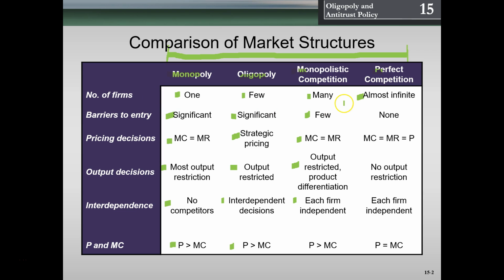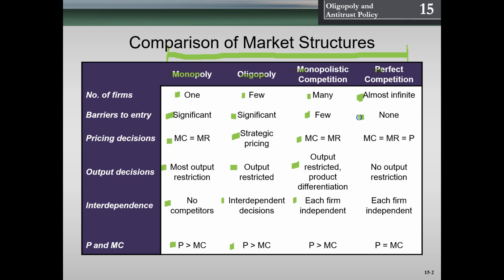So number of firms, almost infinite. Now again, of course, you can't have an infinite number of firms, but we can have a situation where there's so many firms that we really have no market power. That's what we're talking about here. That's not really where we want to be. We want to differentiate ourselves and get some market power, but that's the situation.